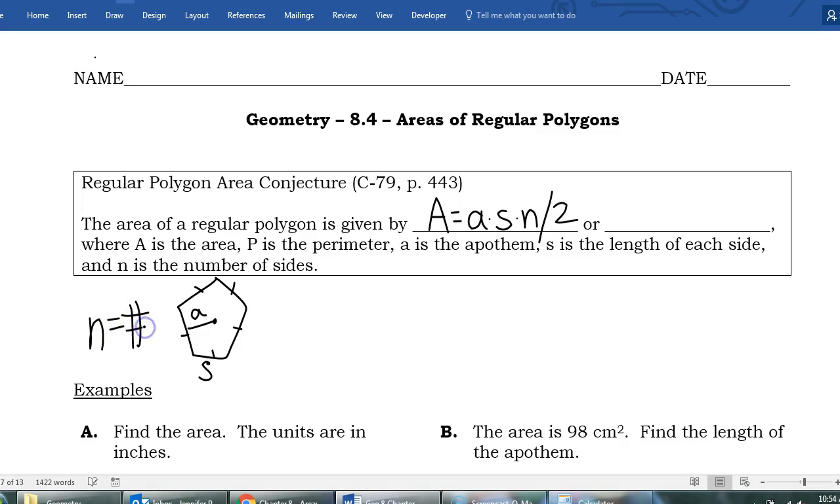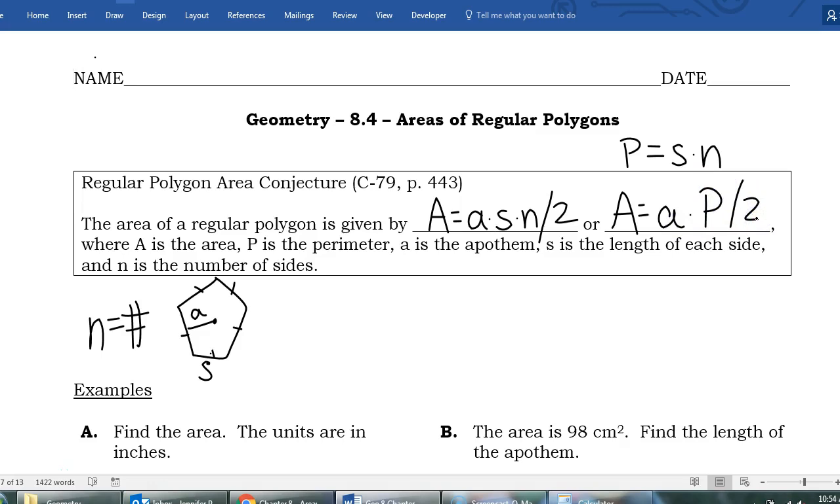That's why this can work for a hexagon, heptagon, nonagon, any of those shapes, because we just count up how many sides and sub that in. Now, if you think about perimeter, the number of sides times how long each side is, that's perimeter. So we can simplify this formula by saying apothem times perimeter divided by 2.